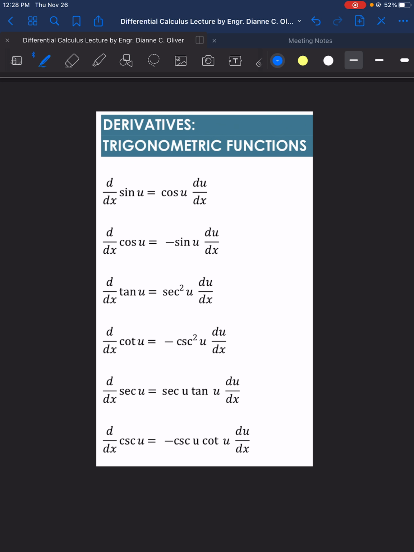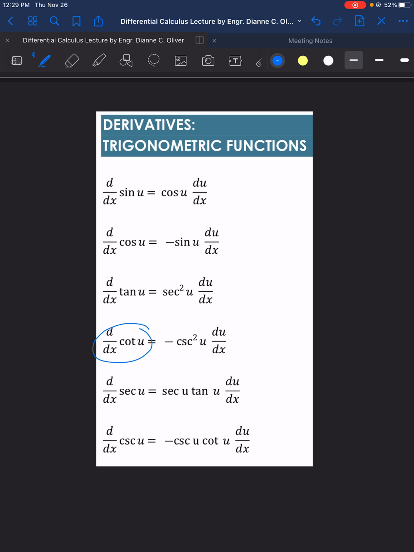The first one, the derivative of sine u has the answer cosine u derivative of u. So here it is, the answer. Now for the derivative of cosine u, the answer here is negative sine u derivative of u. For the derivative of tangent u, the answer is square of secant u, then derivative of u.